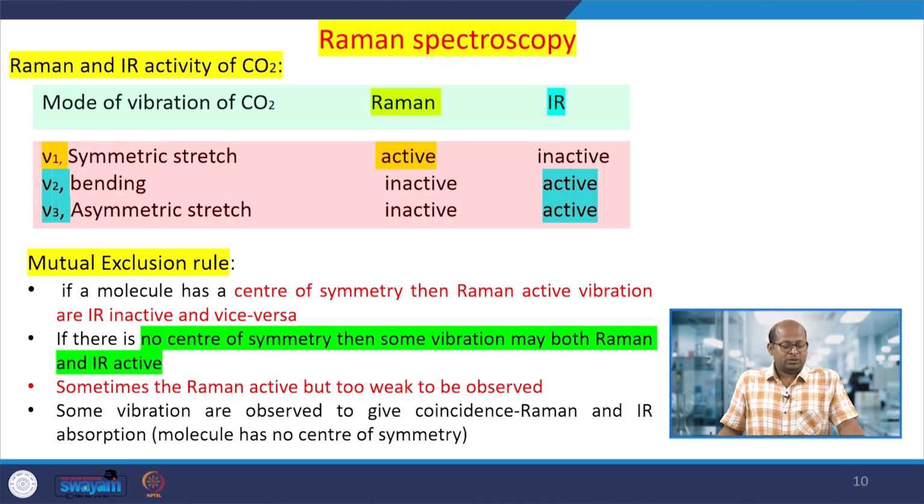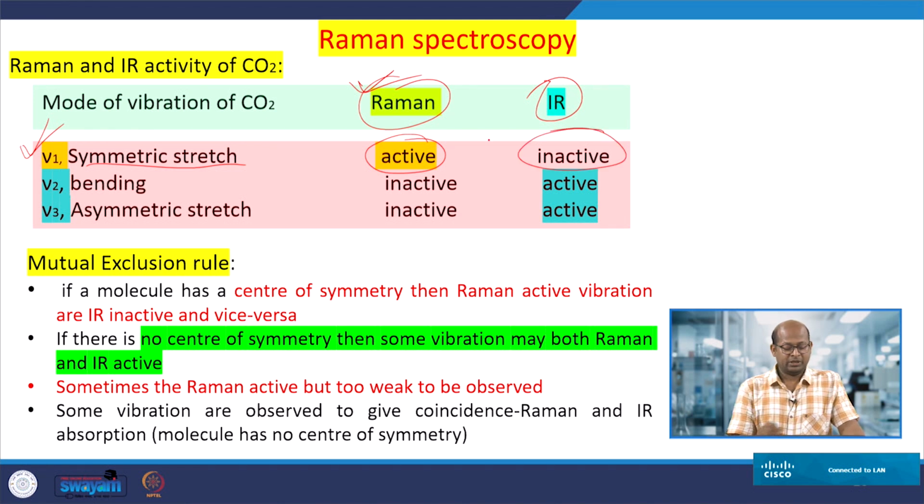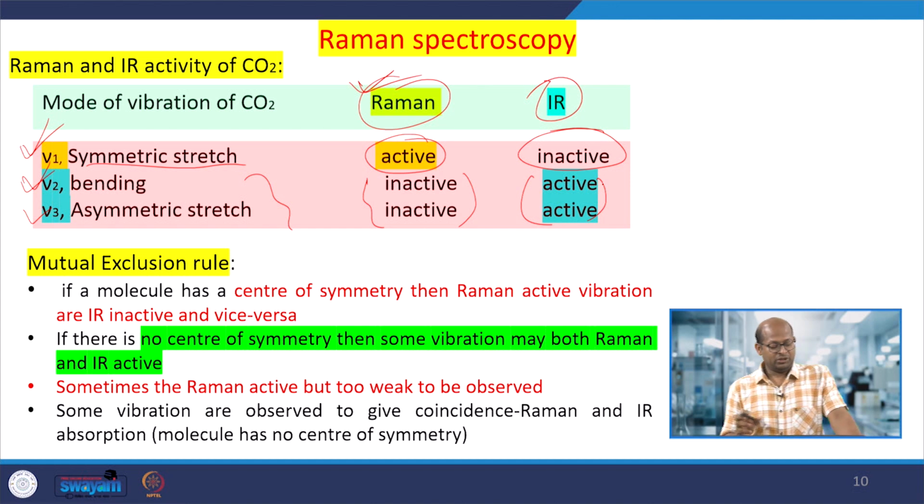Okay, so here is the comparison of Raman and IR. When molecules have symmetrical stretching, Raman would be active and IR would be inactive. When bending or asymmetric stretching is there, Raman would be inactive, however IR would be active. This is the mutual exclusion principle. You can say that they are complementary techniques. Some information we get with the help of Raman and some information we get from IR.